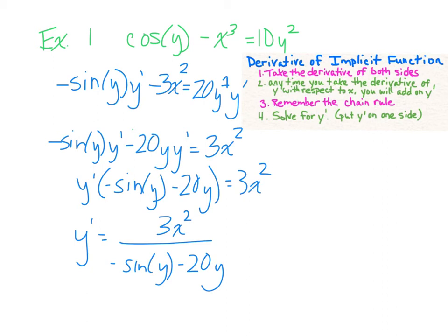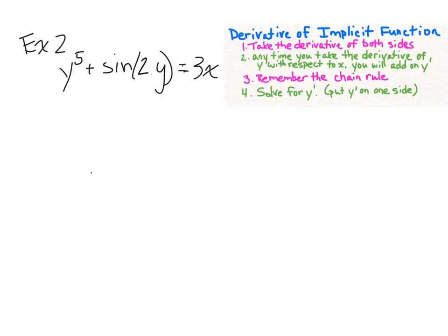Let's look at another example. 2 is y to the 5th plus sine of 2y equals 3x. We're going to start by taking the derivative of both sides, and remembering that every time we take the derivative of y, we need a y prime. So the derivative of y to the 5th is 5y to the 4th times the derivative of the inside, which is y, so that's going to need a y prime.